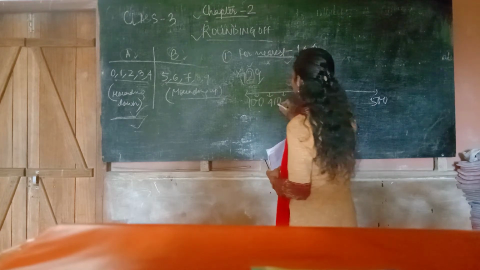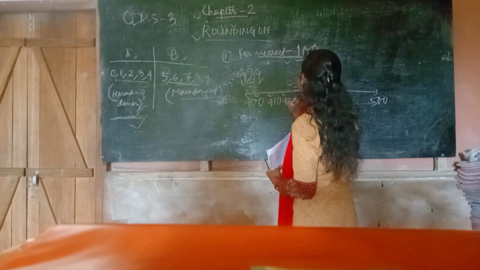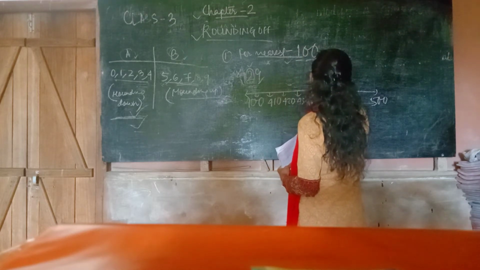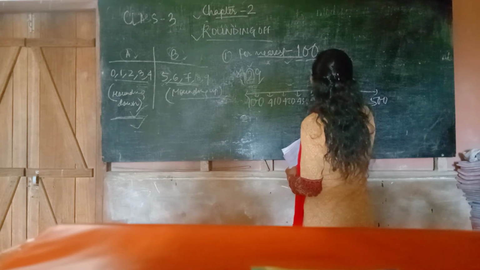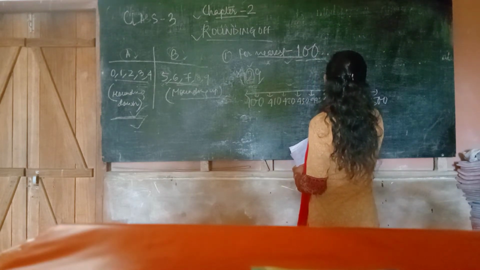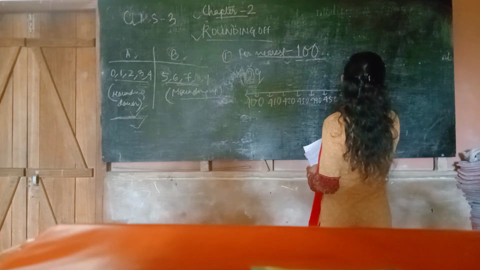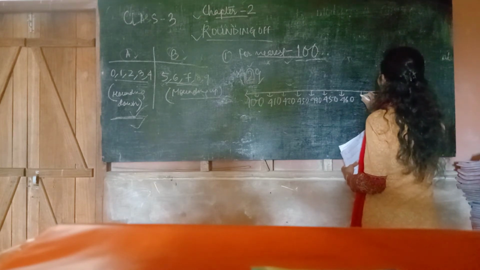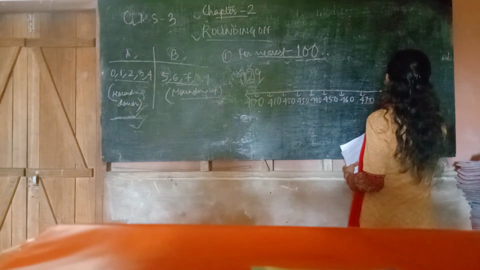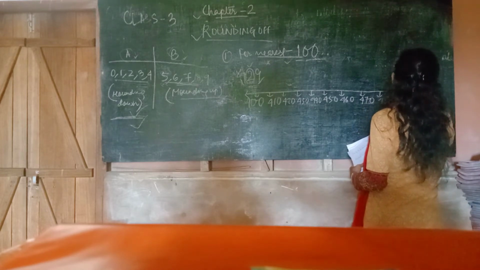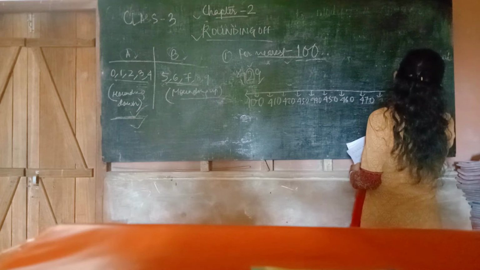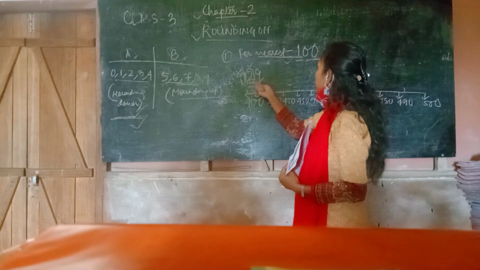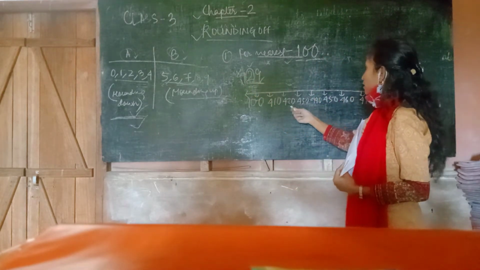Take the nearest numbers: 410, 420, 430, 440, 450, 460, 470, 480, 490 and 500. So 429 lies between 420 and 430.